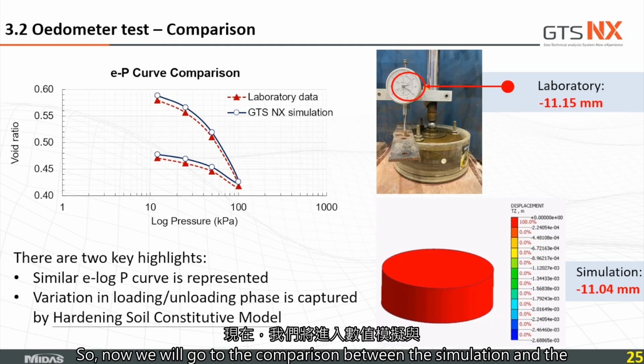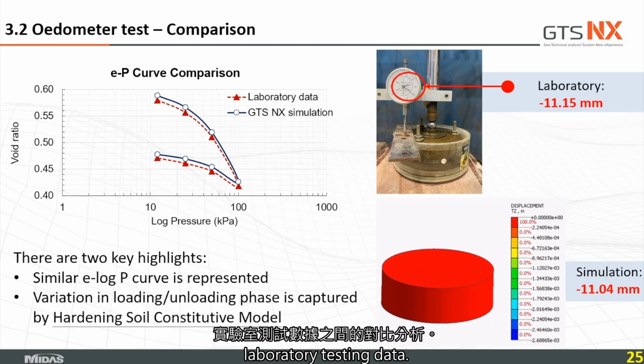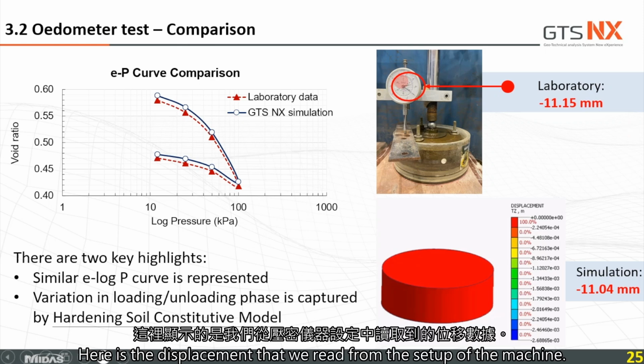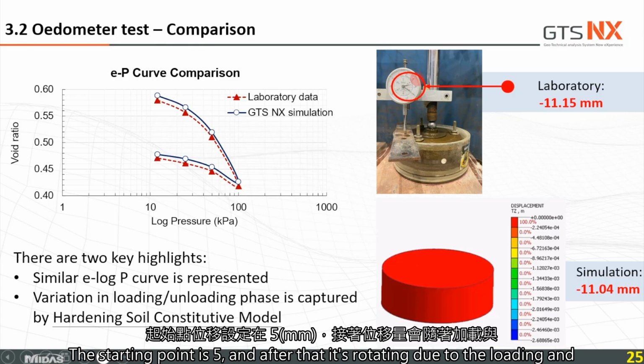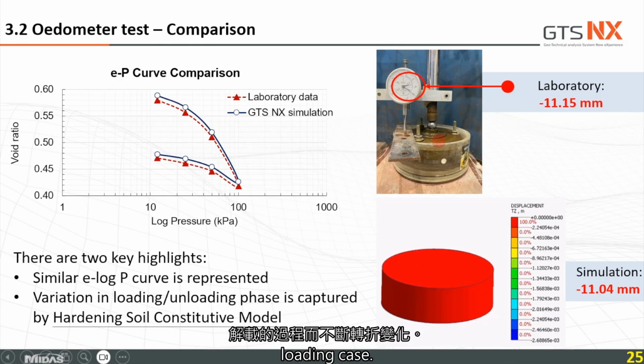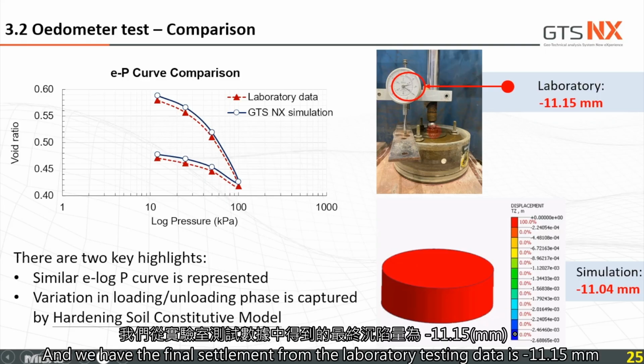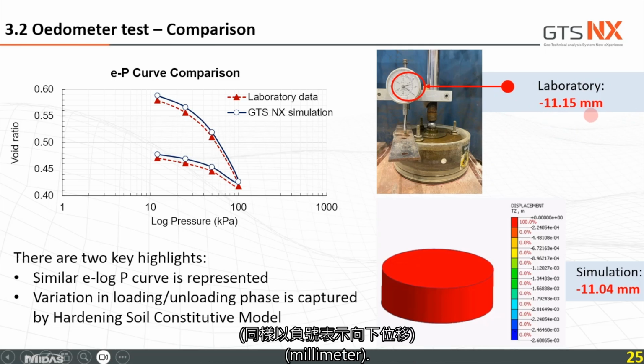Now we will go to the comparison between the simulation and the laboratory testing data. Here is the displacement that we read from the setup of the machine. The starting point is 5, and after that it is rotating due to the loading and unloading case. The final settlement from the laboratory testing data is 11.15 millimeters.